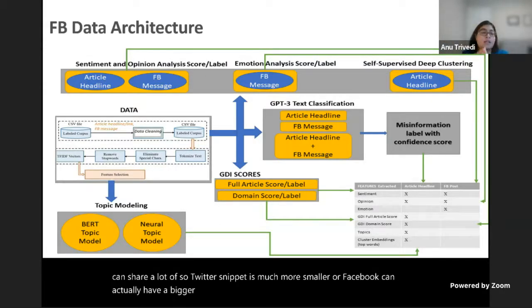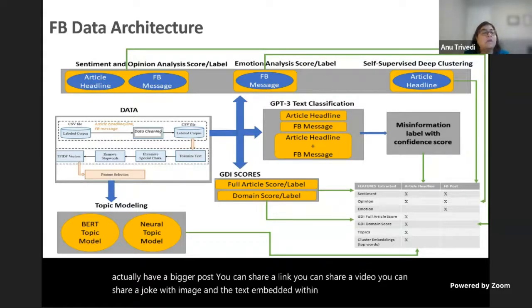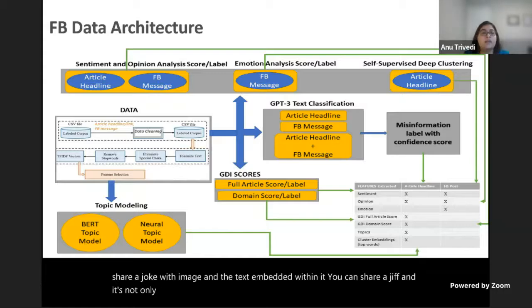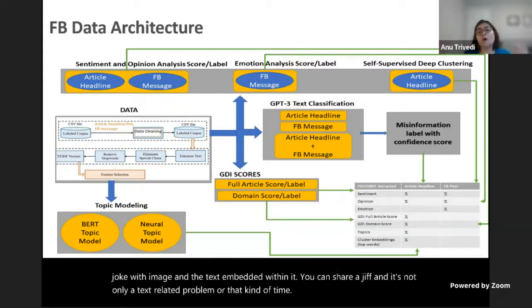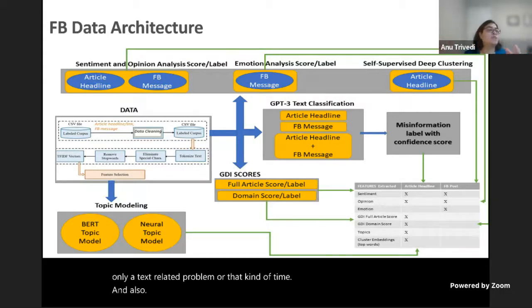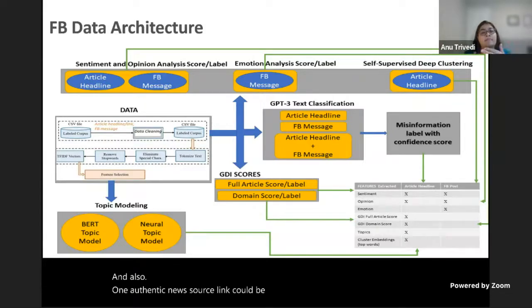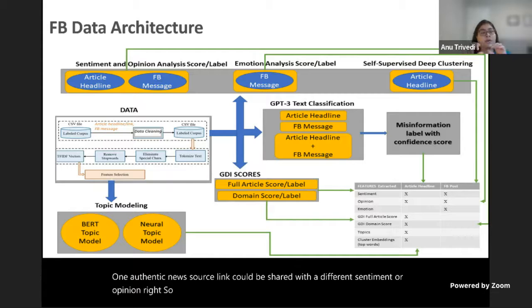You can share a link, you can share a video, you can share a joke with an image and the text embedded within it. You can share a GIF. It's not only a text-related problem at that point. Also, one authentic news source link could be shared with a different sentiment or opinion, right? So just posting the message, right?